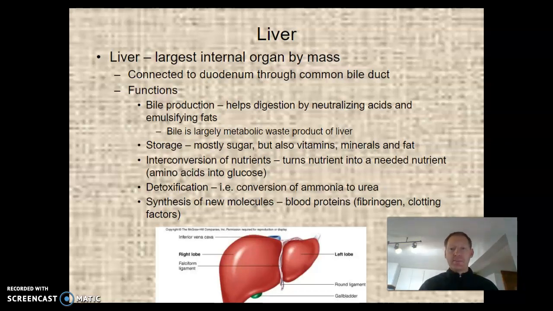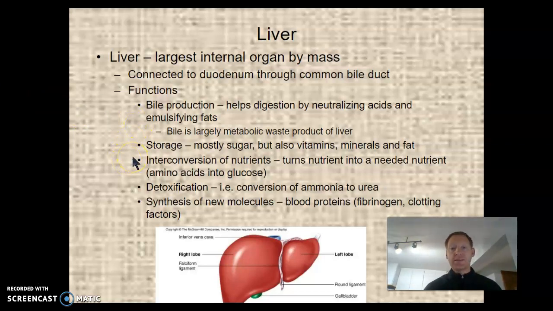It's actually waste, but it's this byproduct that the liver produces, and it helps with digestion, because as this bile enters the small intestine, it is able to neutralize the material coming from the stomach. You can't have it be super acidic as it's moving through there. So that is going to be the main digestive part of the liver.